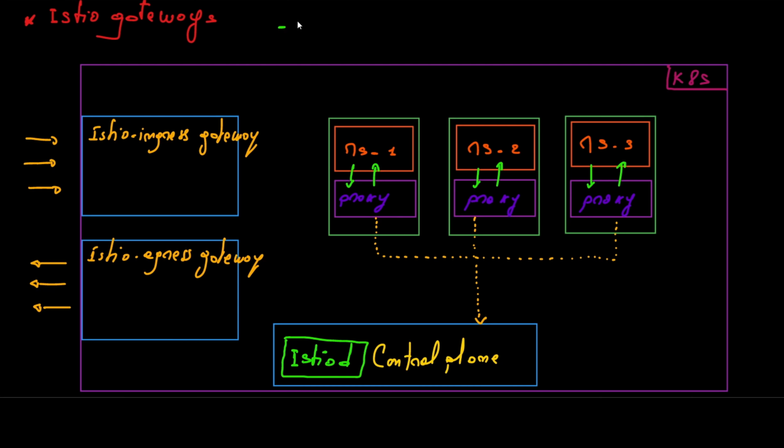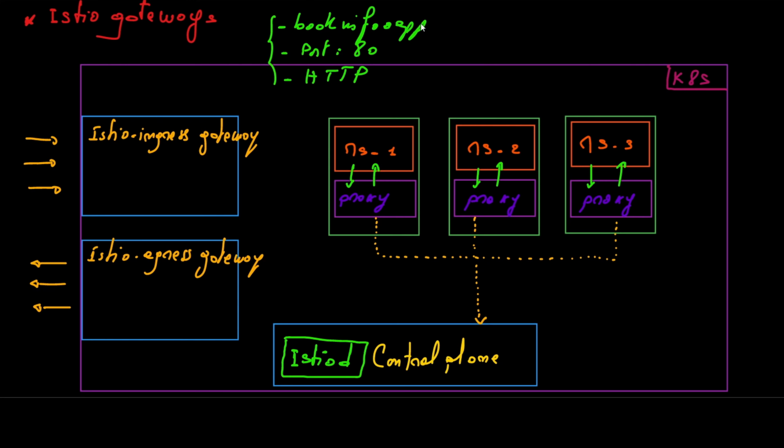Now let's say that we want to configure the Ingress Gateway to accept all the traffic coming from bookinfo.app through the port 80 and using the HTTP protocol. So we want to configure our Istio Ingress Gateway to accept all the traffic coming from bookinfo.app with these settings. How can we do that?